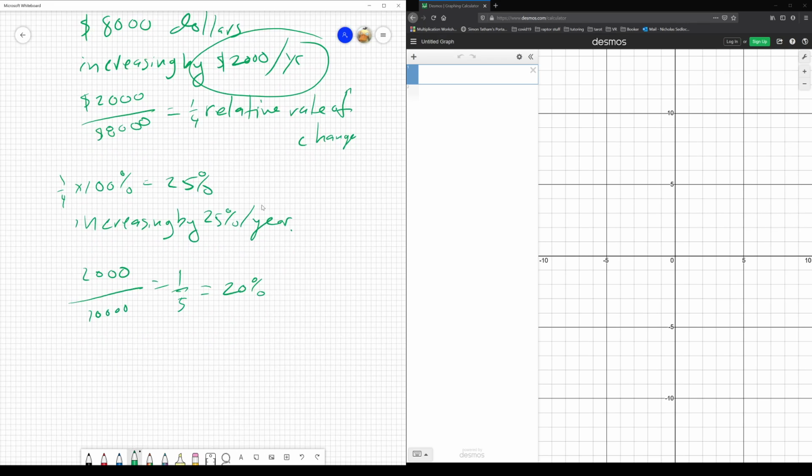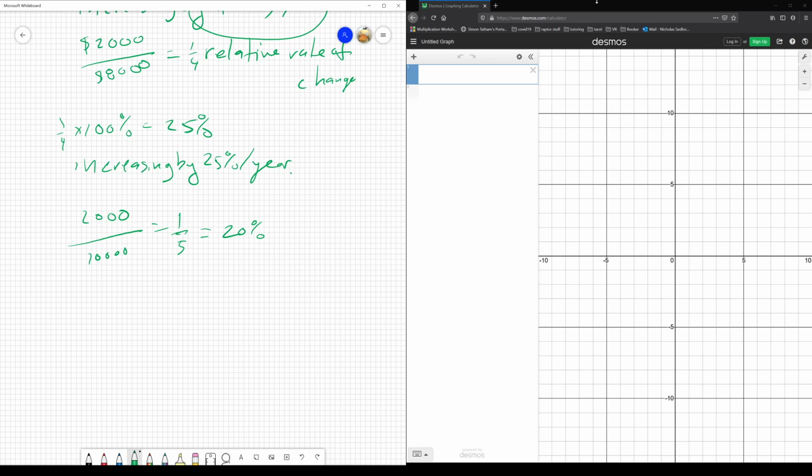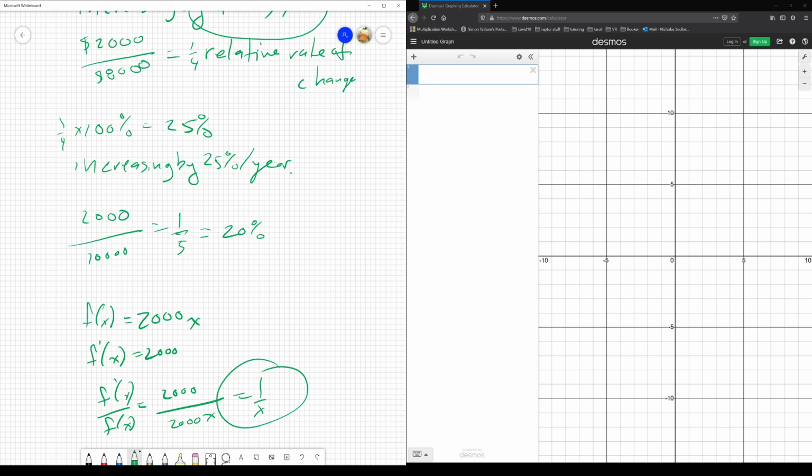So let's say that f of x is 2000x. So then f prime of x is naturally 2000. Then if you do f prime of x over f of x, you get 2000 over 2000x, which is 1 over x. So that means the relative rate of change is just the reciprocal of what year you're on.